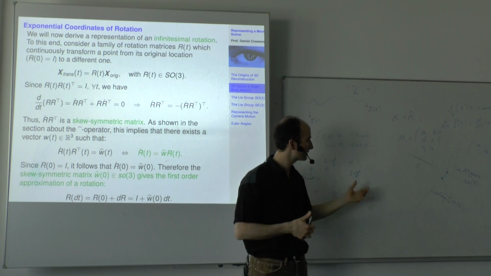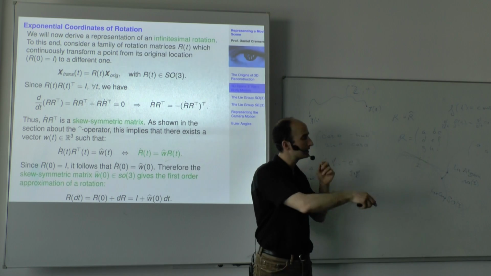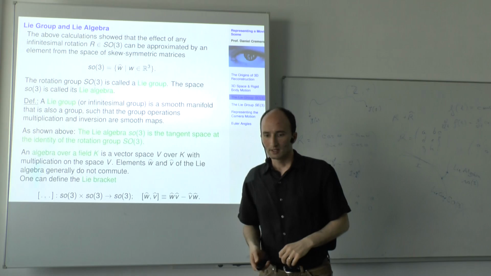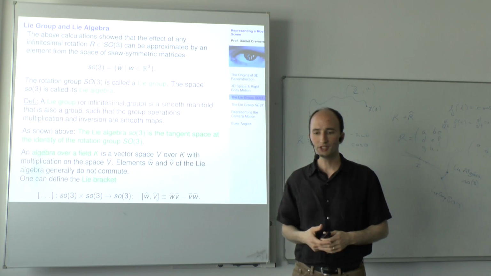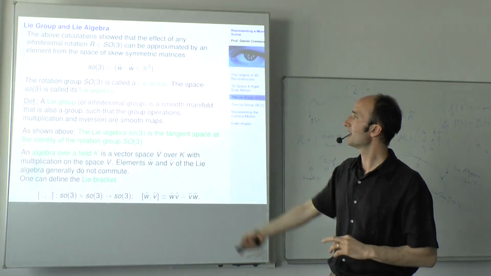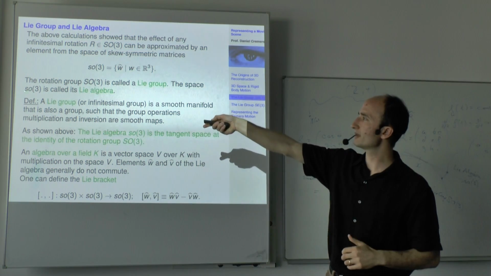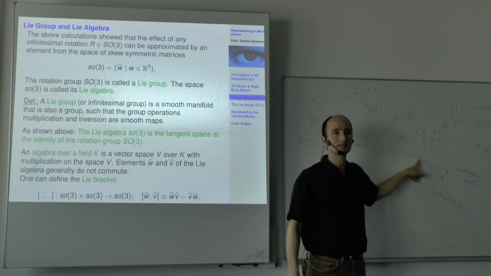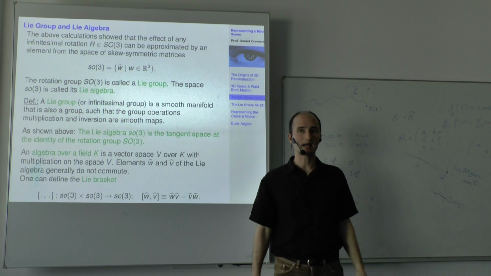And then it helps to have this understanding of the Lie algebra structure. So here again the definition. These rotations are called a Lie group, and the skew-symmetric 3×3 matrices, this tangent space to the Lie group at the identity, is called the Lie algebra.